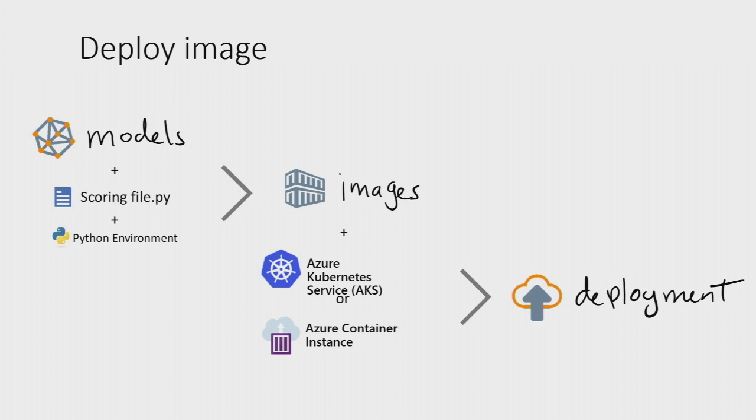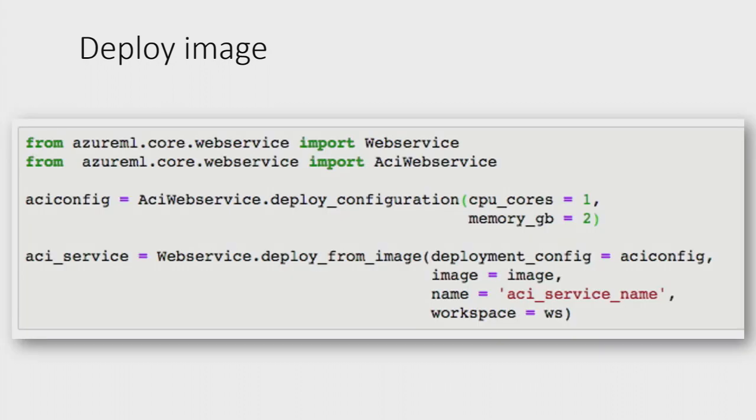Or if we're just doing basic experimentation, we can deploy as an Azure container instance. And there's also a capability for on-the-edge deployment as well. So to deploy the image, very simply what we do, we'll look at the ACI example.